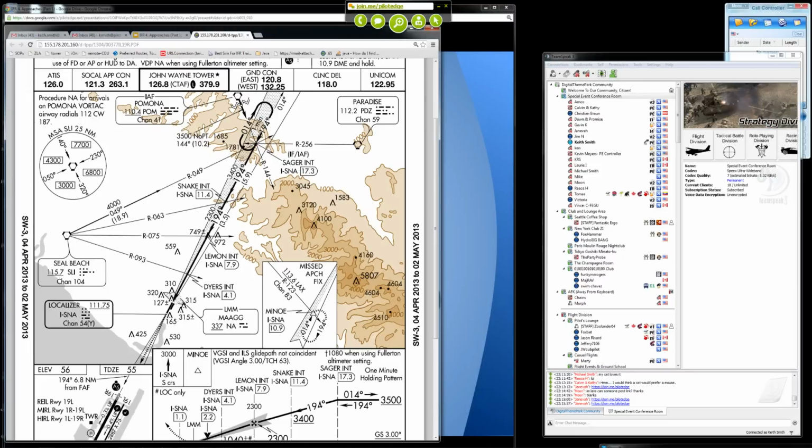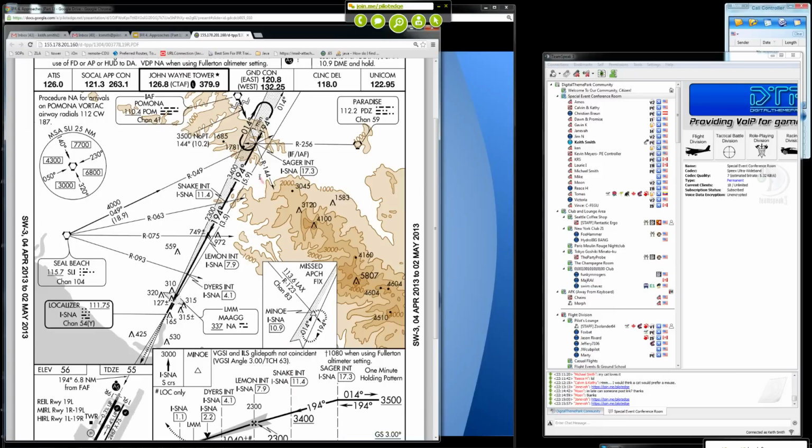gets chopped in half from 1,000 feet down to 500 feet. This means this is not a good time to be more than 500 feet off your altitude. It can kill you, so let's try not to do that. After Sager, we can then descend down to 3,400 feet by Snake.